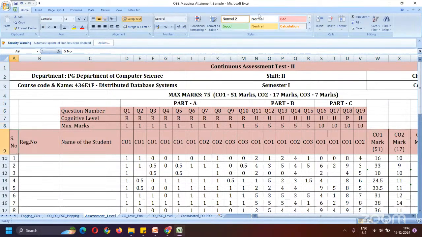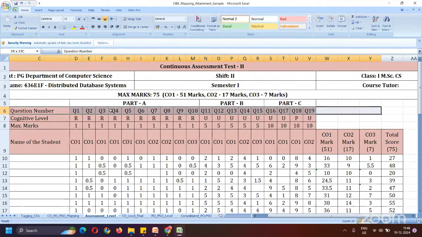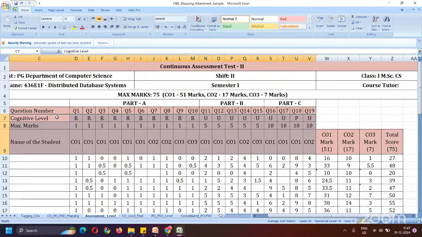Look at that. Say in my question paper I have a total of 19 questions, which may comprise part A, part B, and part C. It is up to you how you define the questions. In my example I have taken 10 questions in part A, 5 questions in part B, and 4 questions in part C. I have mapped the cognitive level with each and every question. Also I have mapped the maximum mark for the individual questions, and very importantly, I have mapped all the questions with the COs they are tagged with.